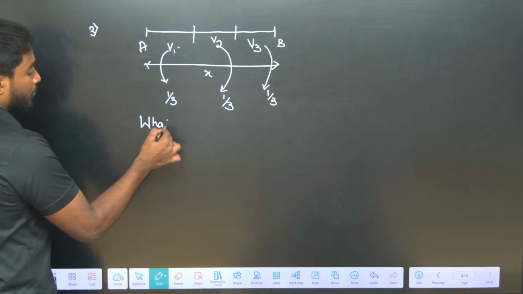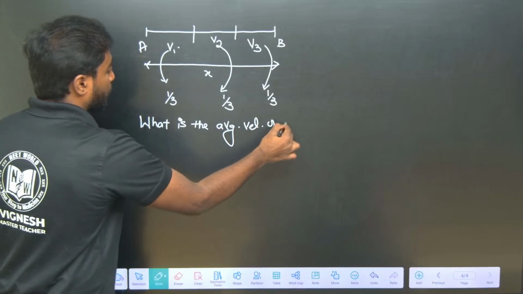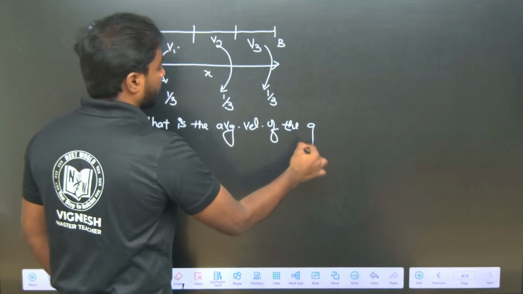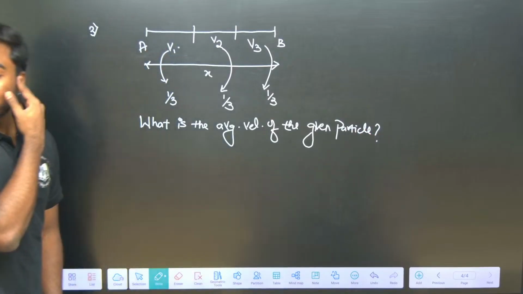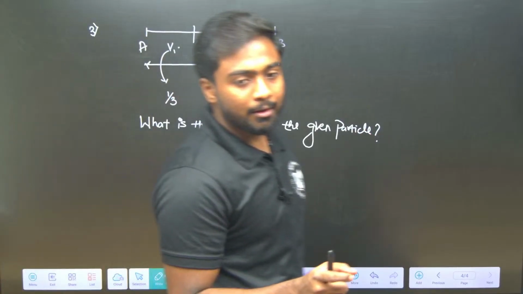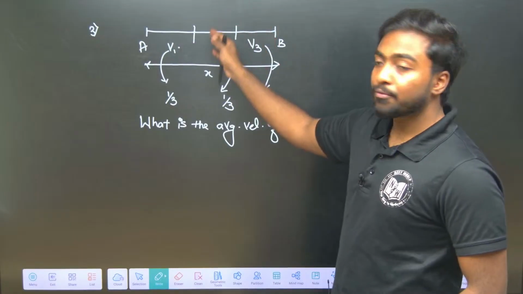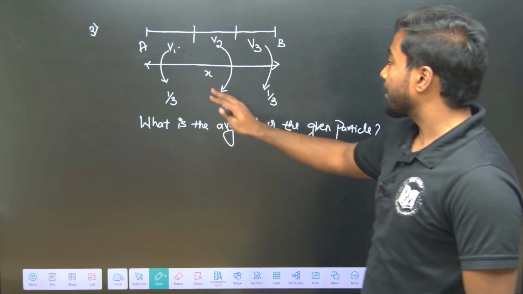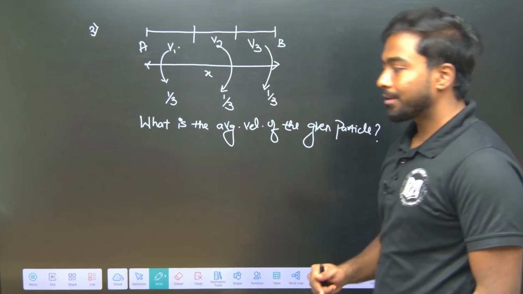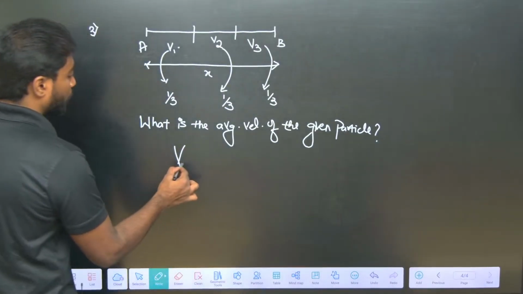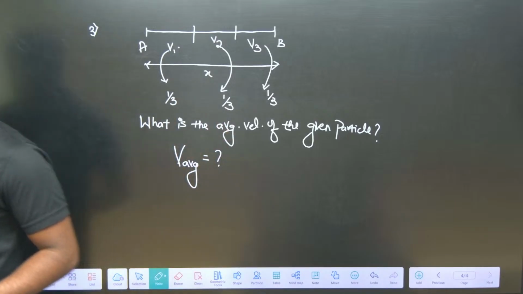This is the question. Yesterday we did a similar question, but it was A to B, with first half distance at V1 and second half distance at V2. But here the question is first one-third, second one-third, third one-third. So what will be the average velocity? Can you give the answer for this question? First we'll see who is going to give the answer.